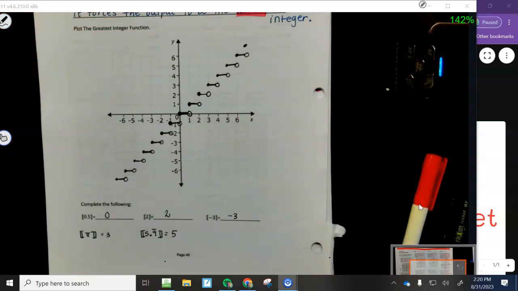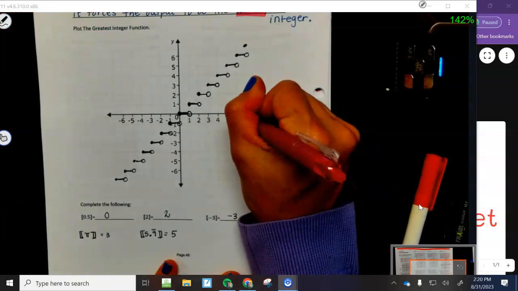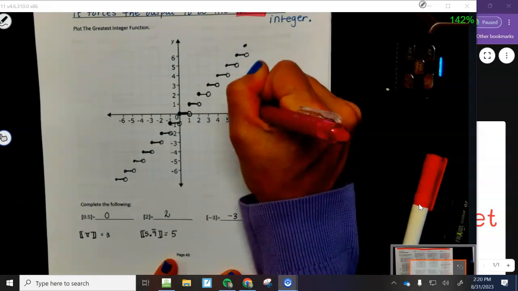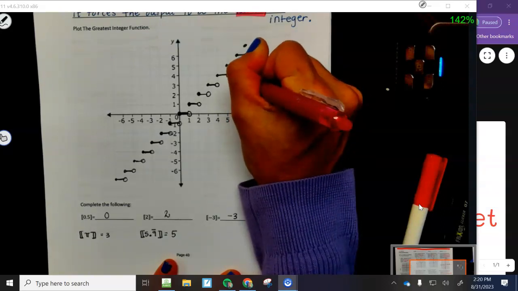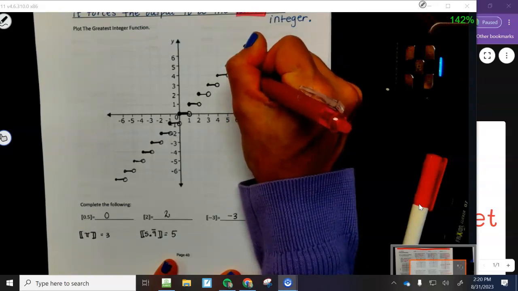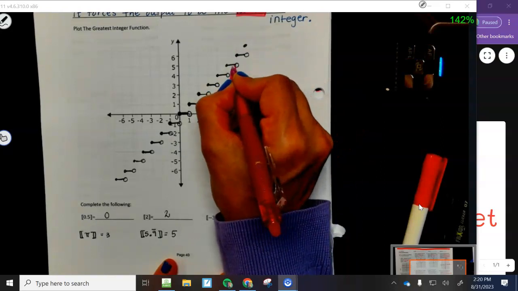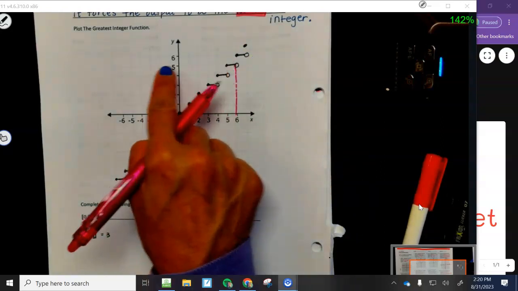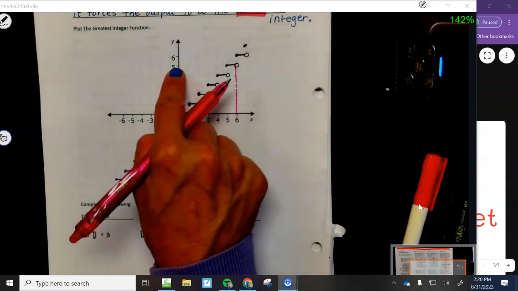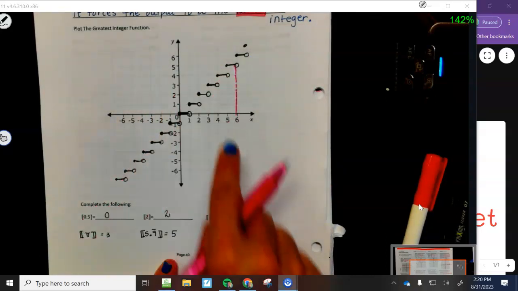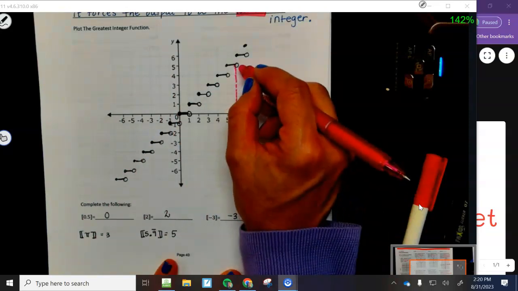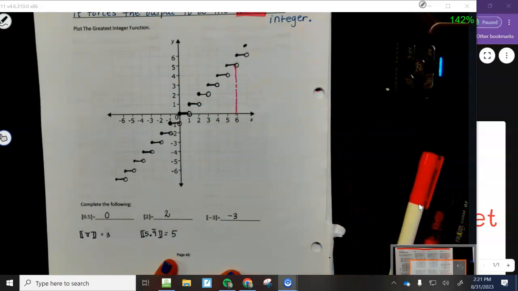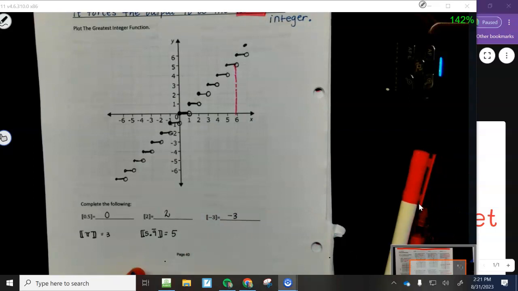Let me show you so I can erase it. Let's say this is 5.9 repeating along the x-axis. Here's your input. What bar do you touch? What little step do you touch here? 5. It always rounds down. It always rounds down. For everyone, for everything.